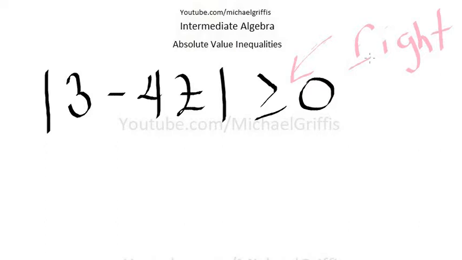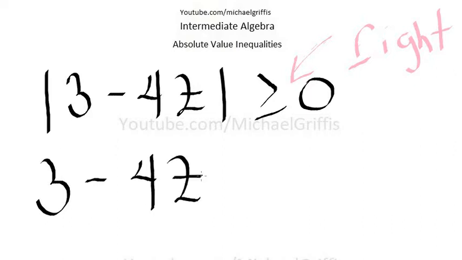And or. This is a clue. Okay, you ought to know this by now. Alright, let's look. Drop the absolute value bars. So we have 3 minus 4z is greater than or equal to 0.